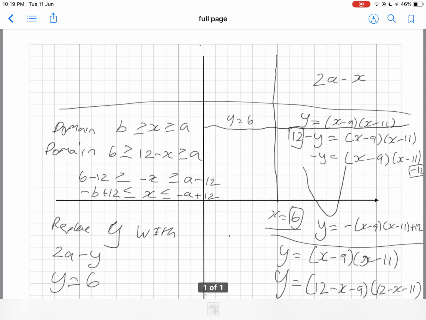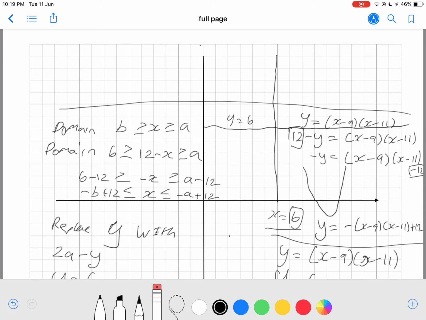So if we're reflecting on the line parallel to the x-axis, the domain doesn't change again. The domain only changes when you reflect the graph parallel to the y-axis, because in this equation, you're only replacing y with 2a minus y. Your x isn't replaced with anything, and the domain is just x something, so the domain doesn't change. But for reflecting on the y-axis, the x is replaced by 2a minus x, and because x is replaced, the domain changes, okay?